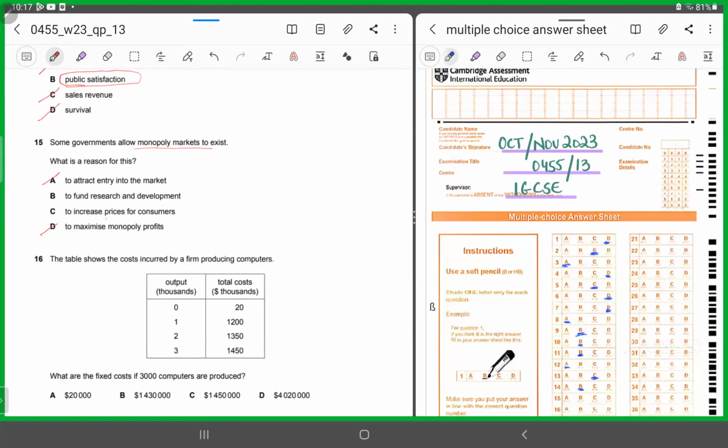C says to increase prices for consumers. That cannot be the reason why a government would encourage monopolies to exist. Why? Because monopolies already are famous for distorting prices and for charging consumers higher prices. So that would again not be the reason. The entire intention satisfying the situation in this scenario is to fund research and development in order to ensure that high quality products are there in the market, and the firms are heavily investing in research and development because monopolies can afford it. So 15 has to be B. It has to be an advantage if the government is encouraging monopolies to exist. So for 15, it has to be B.